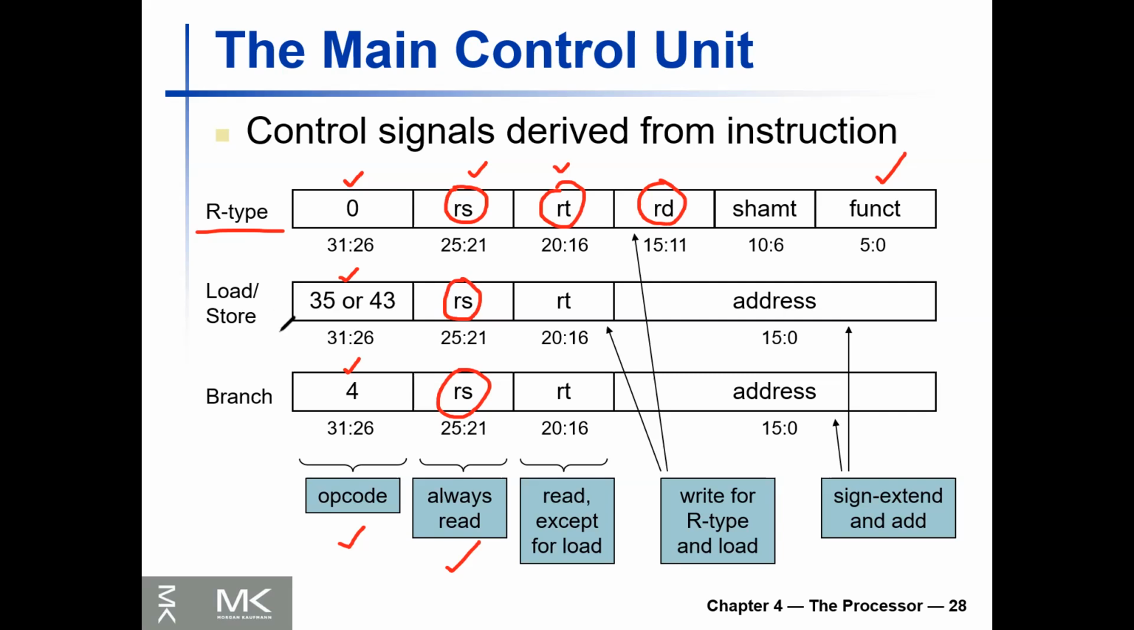Now for the load and store, girls, this is always read. You can see always read is mentioned. So for the load store instruction, and then here we have, what is that one? Read except for load. So for load, we are not going to read. Basically why we are saying this is always read, because for load and store, what do we have, guys, in this register?